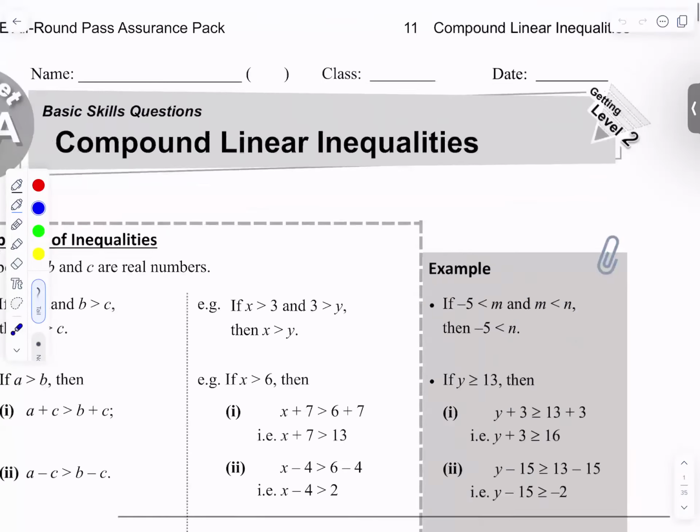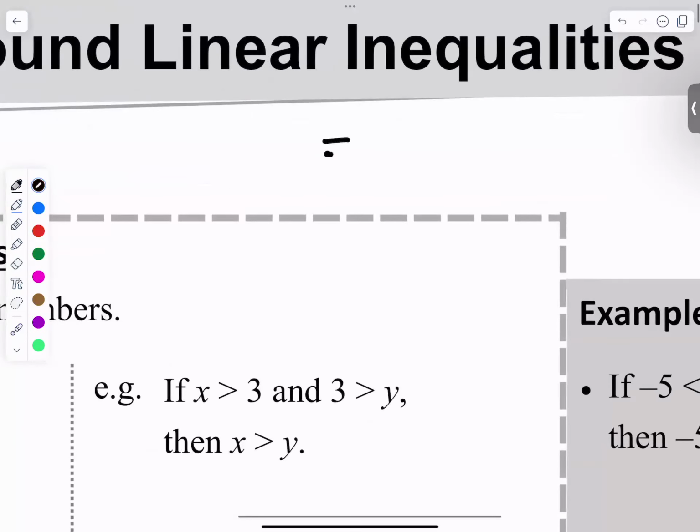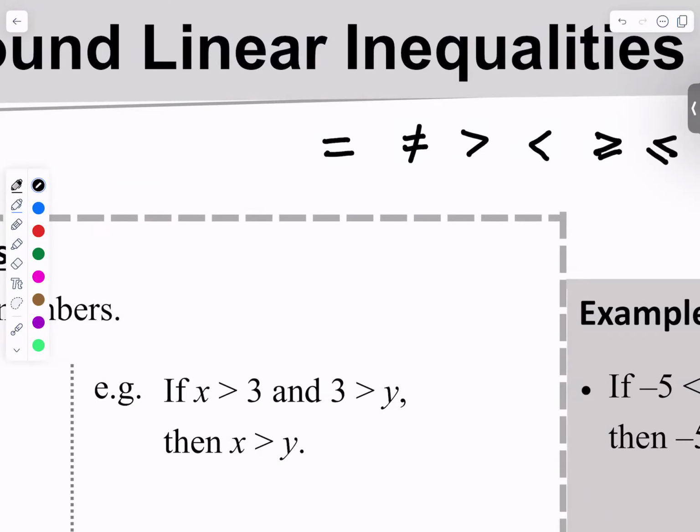So before that, I want to know whether anyone still remembers what is actually an inequality. Inequality is basically the opposite of equal. So equal sign is this one, right? So in equal, unequal will be this one. Any other signs for unequal? Of course, yes. We have this, this one, and this one.